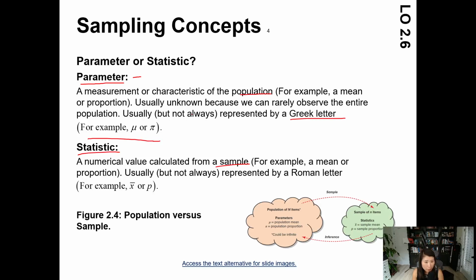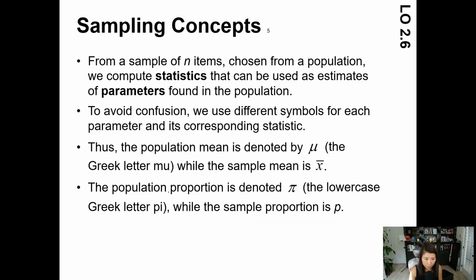Later, in the next chapter when we do some calculation, pay attention to the notation. And then the statistics are used to characterize the sample. And always keep in mind that for the statistic, we're going to use English letters. Okay, so for the parameter we use Greek letters and for the statistic we use English letters. So from the sample of items chosen from the population, we compute a statistic that can be used as an estimate of the parameter found in the population. And to avoid confusion, we use a different symbol for each parameter and its corresponding statistic.